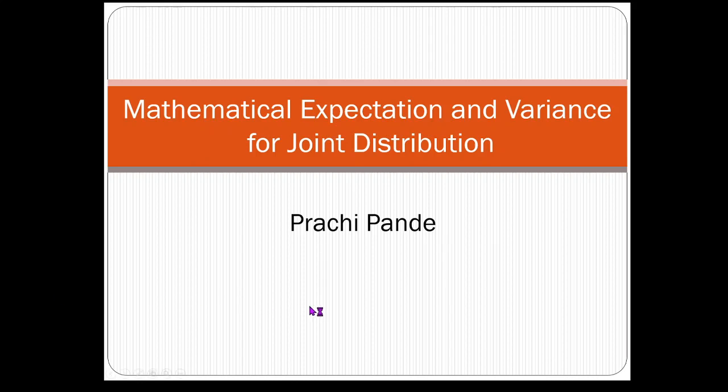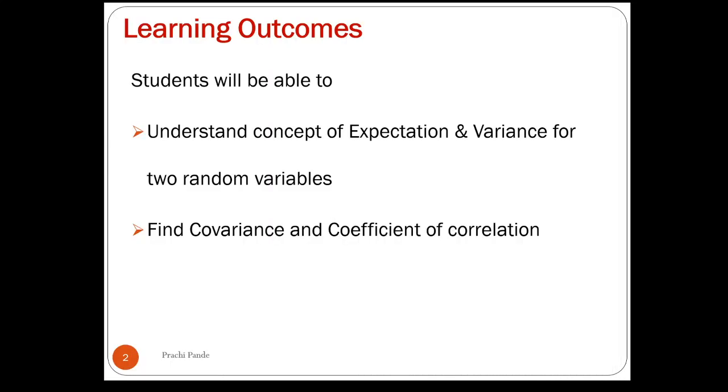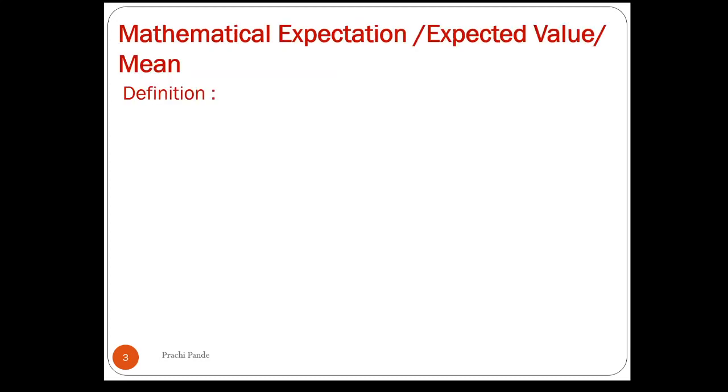Welcome dear learners. In this video lecture, we are going to continue with the topic of mathematical expectation and variance, but this time it is for joint distribution. In the earlier video, we have discussed the same concept for the single random variable, and now through this lecture, you will be able to understand the concept of expectation and variance for two random variables, and you will be able to find the covariance and coefficient of correlation between the two random variables.